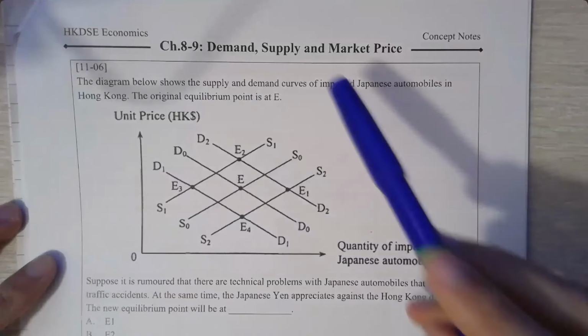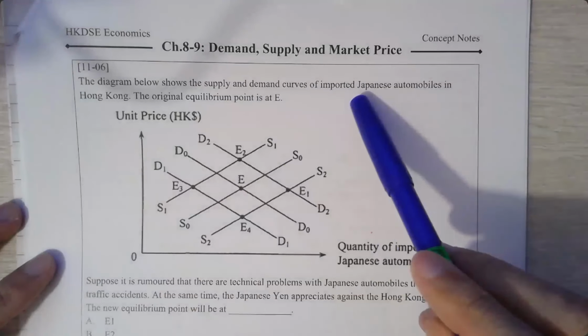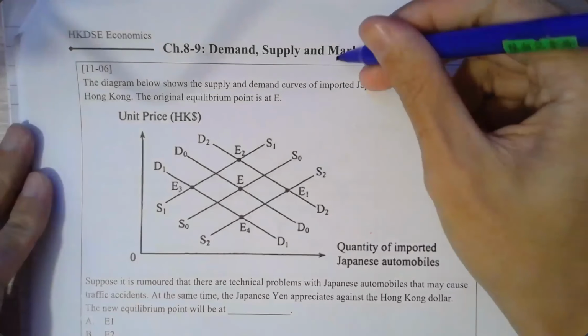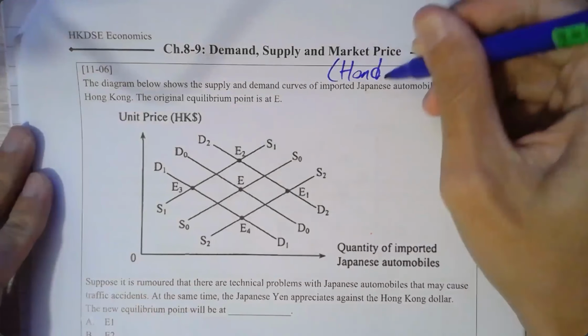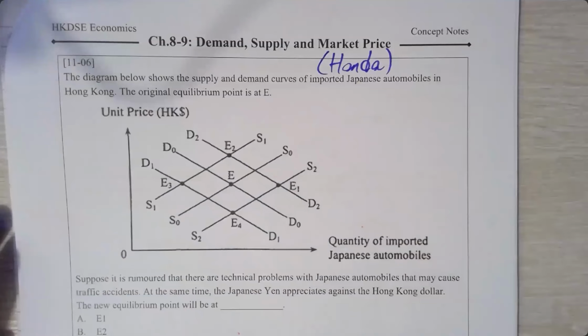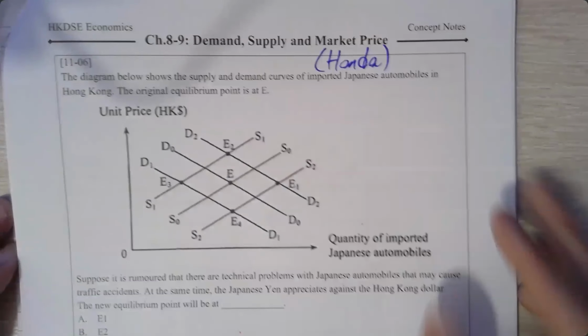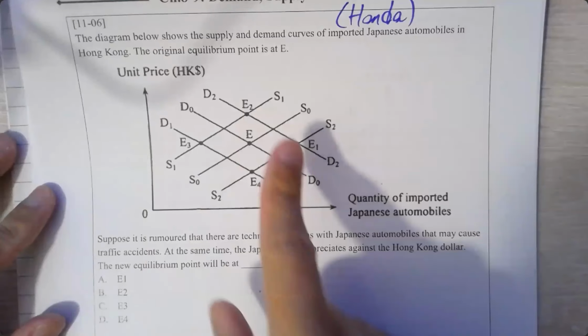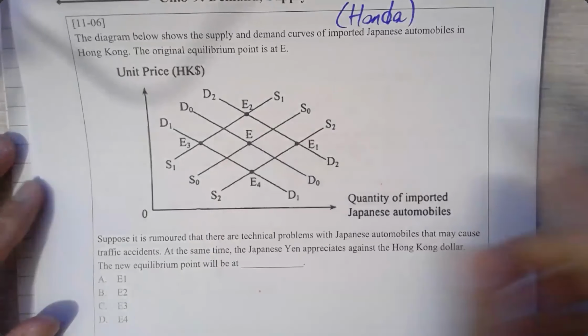Very similar. We are talking about imported Japanese automobiles in Hong Kong. Let's say this one Honda，可能呢架 Honda 啦，咩 Toyota 啊、Honda 嗰啲啦，係咪？我唔識㗎，我冇揸車嘅，唔好問我啊。I only know cameras, right? To my wife's dismay, okay? I only know camera. Okay，好啦，here let's see. Original equilibrium at E, exactly this point, right?